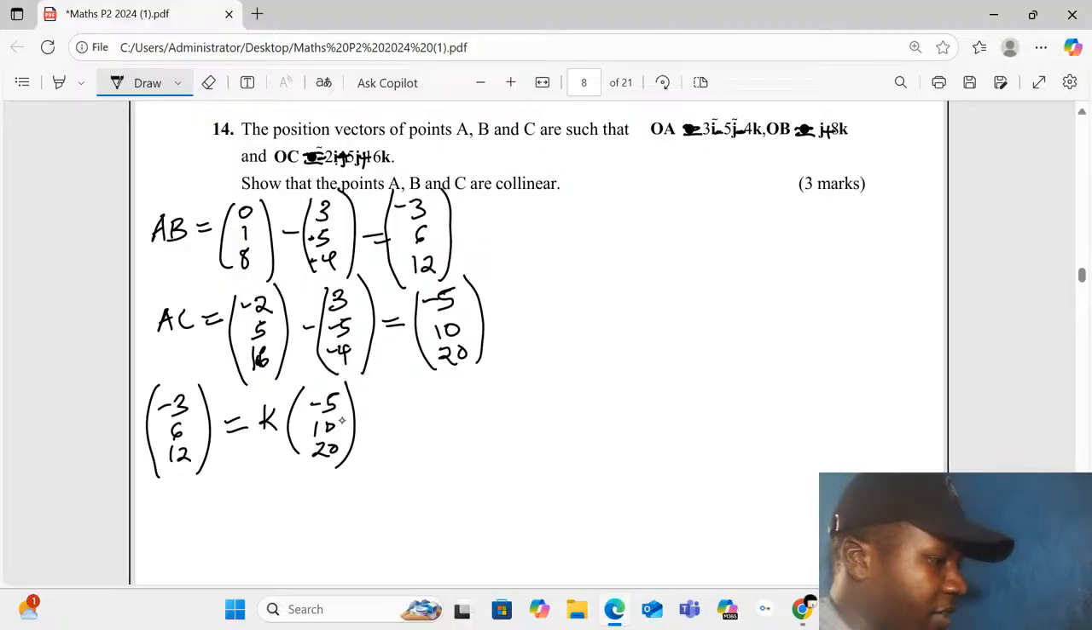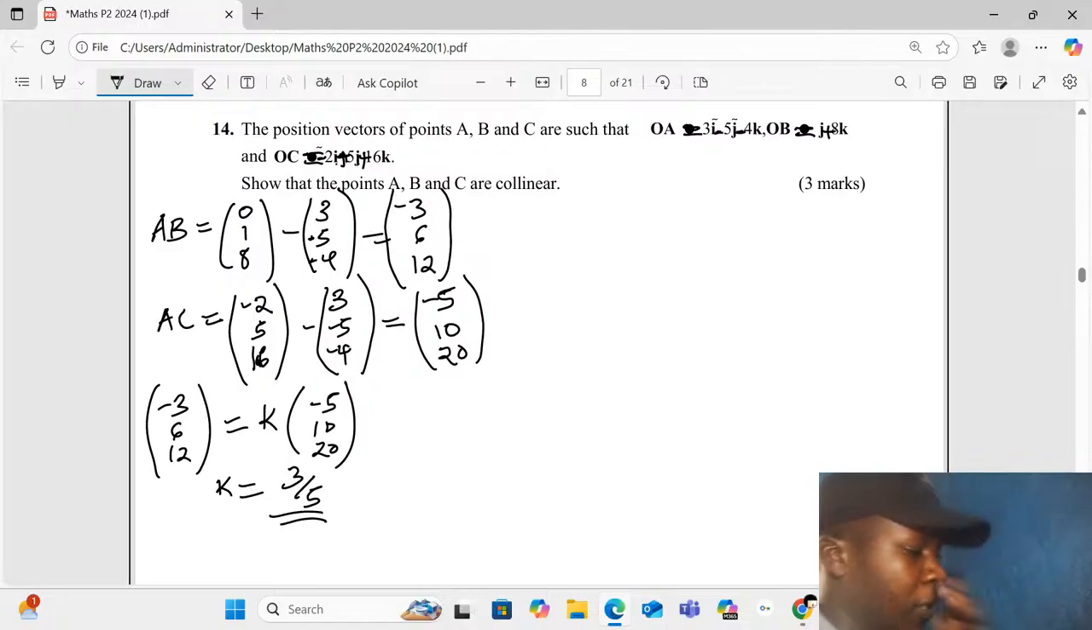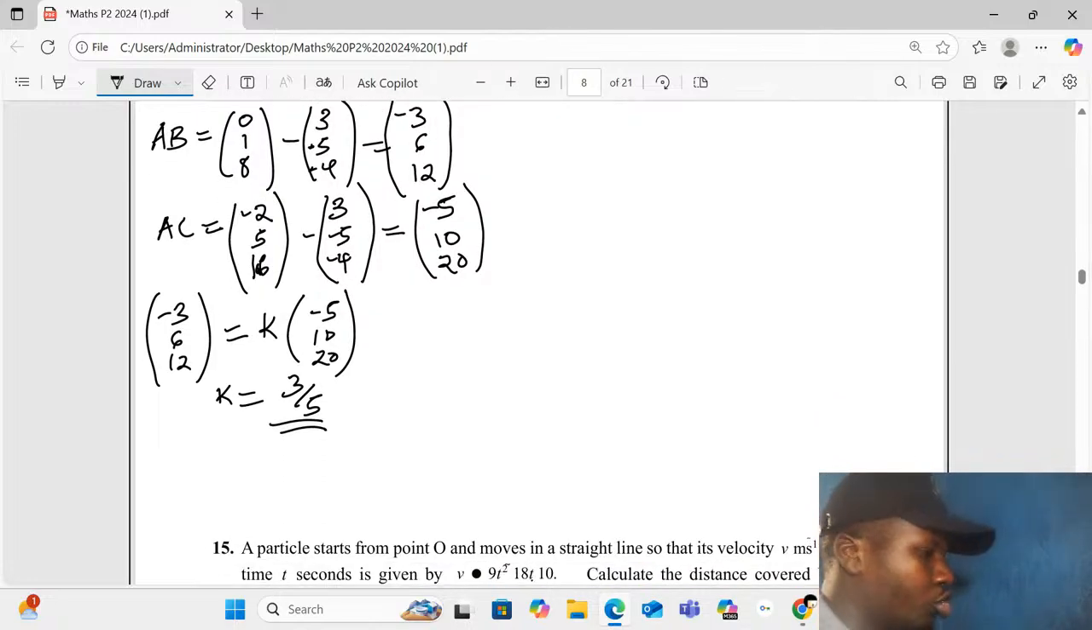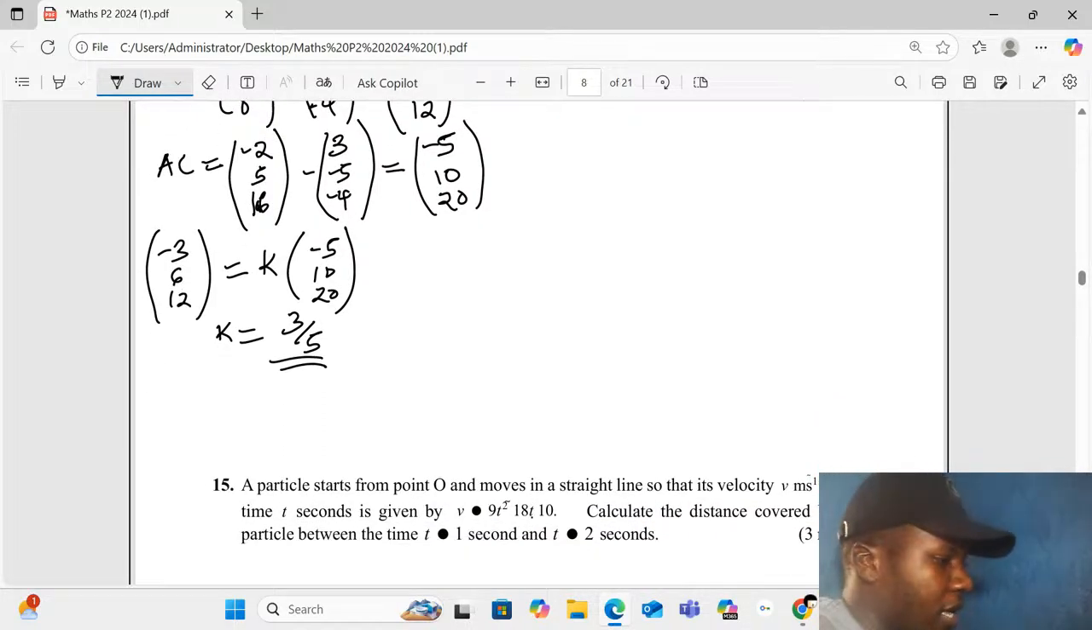Now, having this, our K will simply become what? When you find the value of K, you divide both sides by that. We're going to get K as 3 over 5. So to show that the points are collinear, you say AB is equal to 3 over 5 of AC.